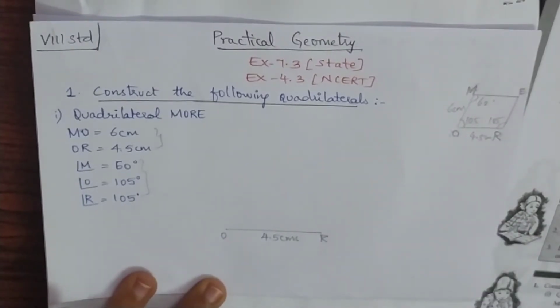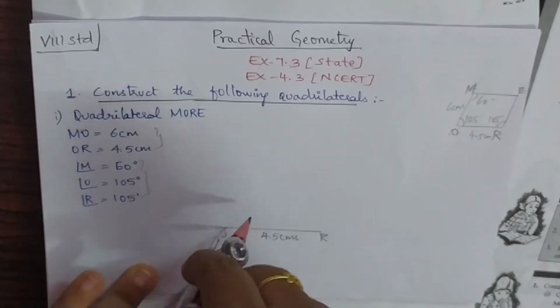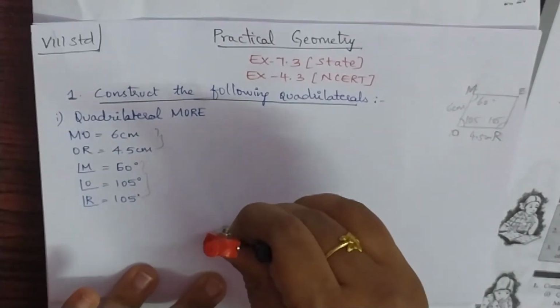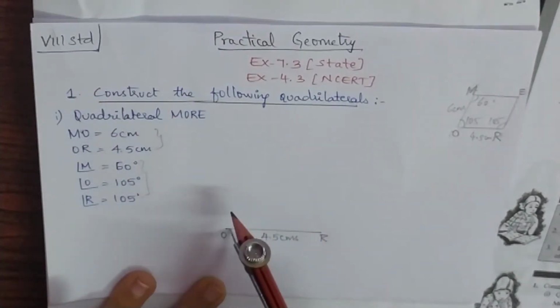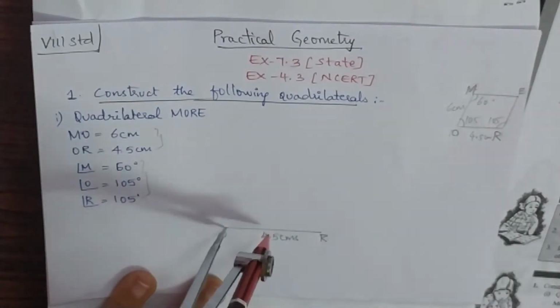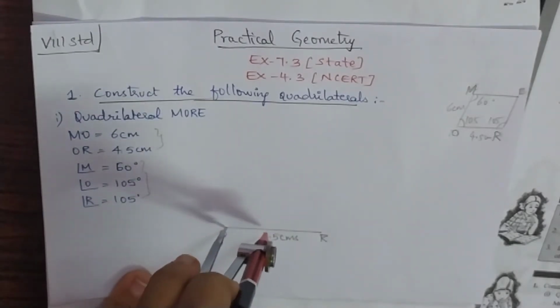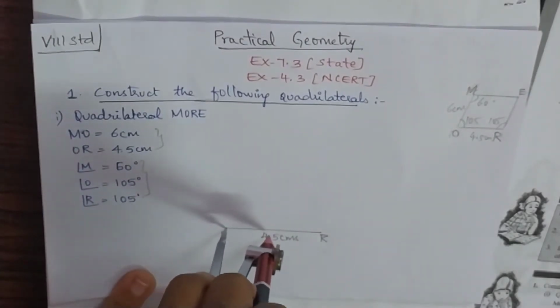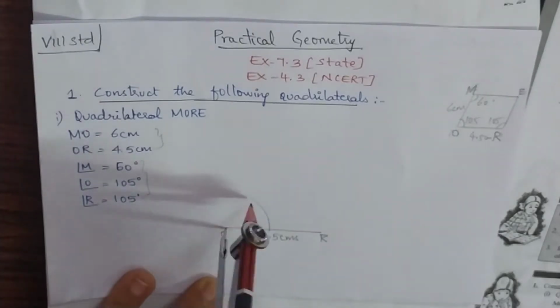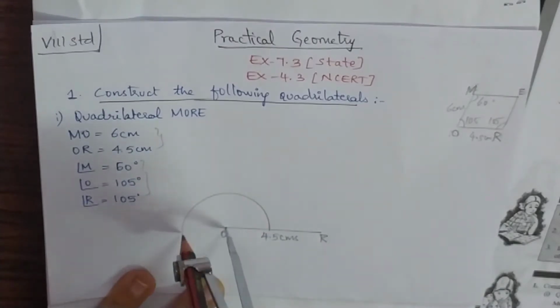Watch carefully children. How do you do the construction for 105 degree? Open your compass. Open how much ever you can, your wish. So I have just roughly opened the compass. Let it not be less than half. Let it be half or more than half. So just randomly open your compass and draw an arc like this, a semicircle.